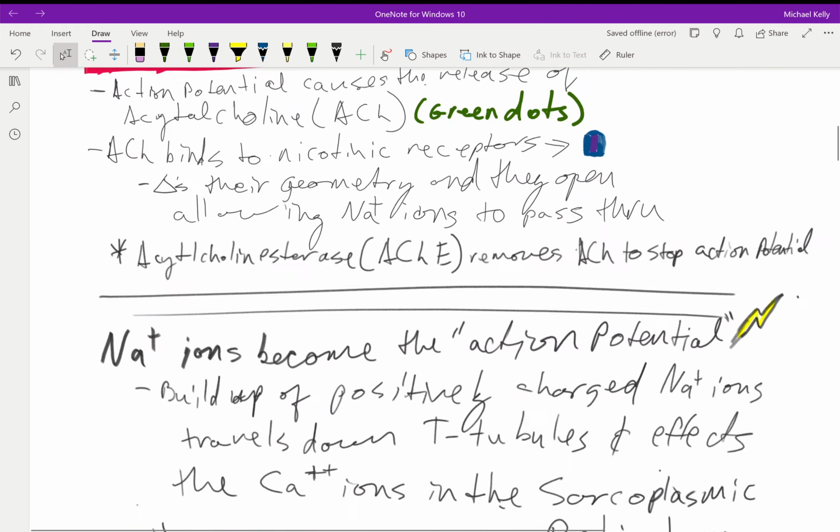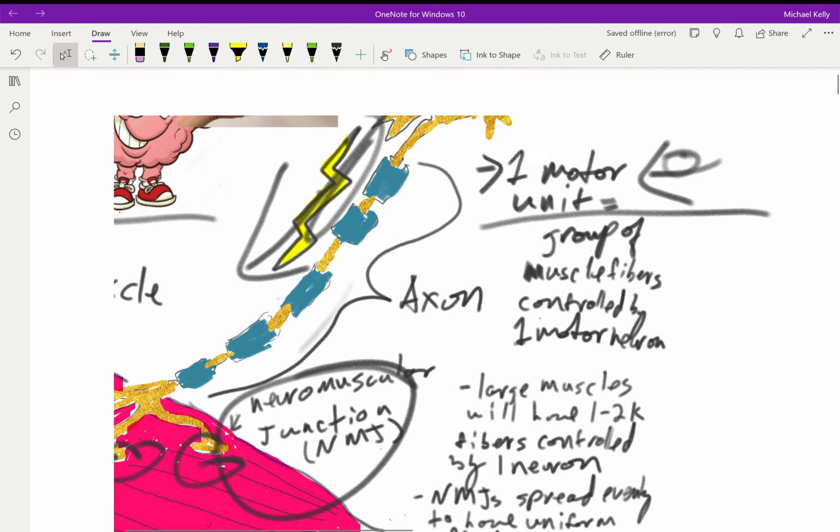Oh my goodness. Here, let's go back to this brain. I like this brain. This is my favorite drawing here.